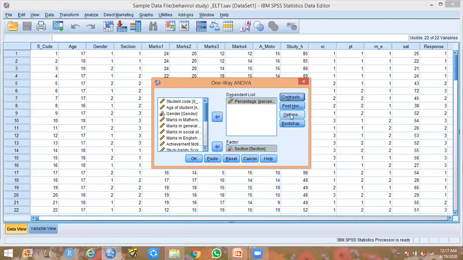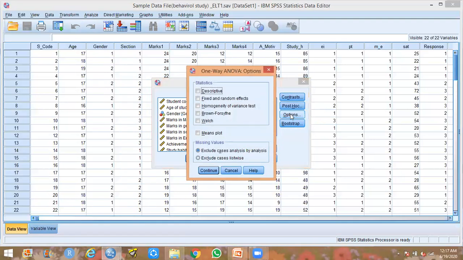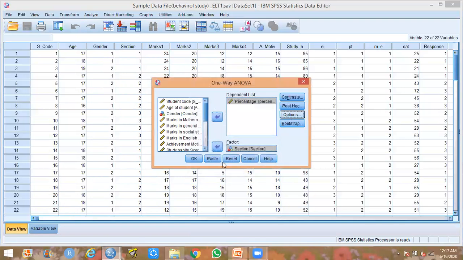Then you can take options. See, what are the options? If you want to know the descriptives, it gives a summary of the data. If you want to get the mean plot, then you can. Otherwise, no need to take it. Then continue.